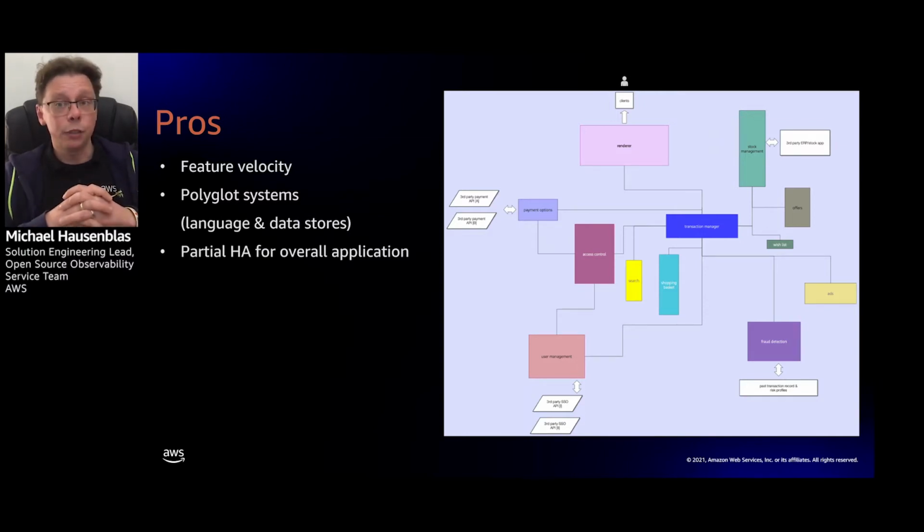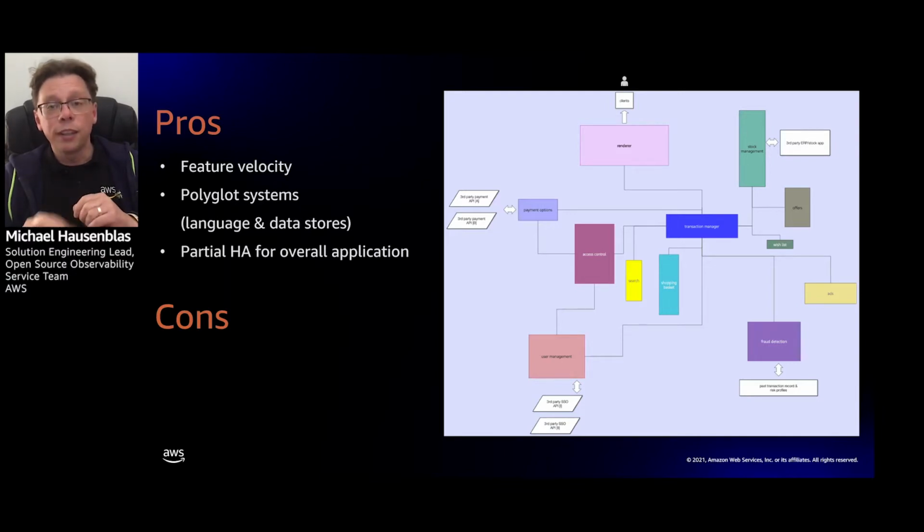Another advantage of microservice architecture is that you have what we call partial HA or high availability, meaning that it's seldom the case that your entire application is down. It might be that a certain feature or certain functionality is not available. For example, you might not get a recommendation, but you can still put something in your basket or check out.